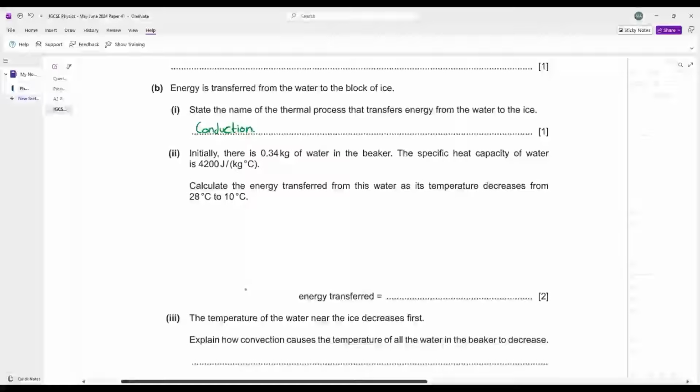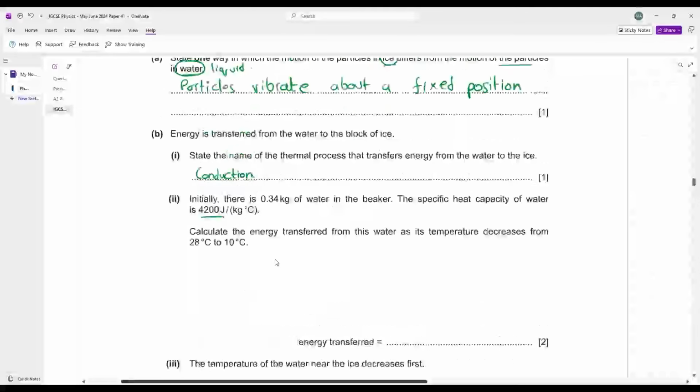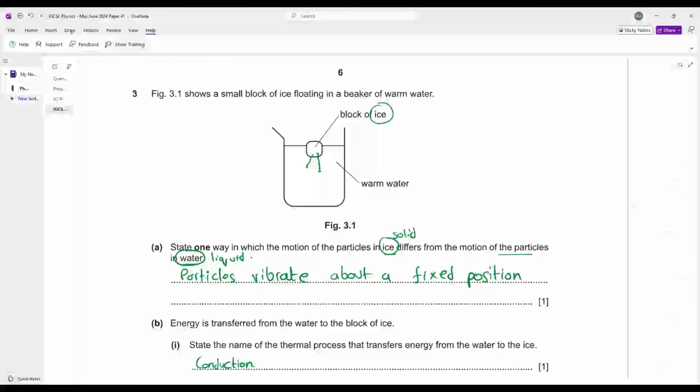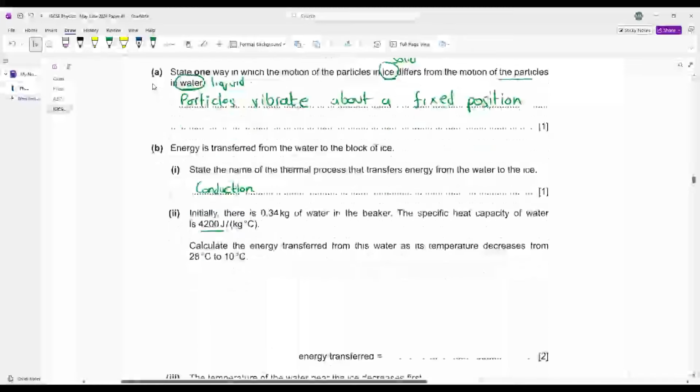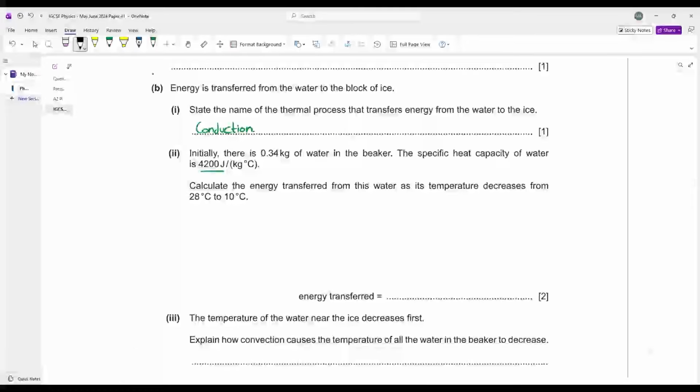Initially, there is 0.34 kg of water in the beaker. The specific heat capacity of water is this. Energy is transferred from the water to the block of ice. I have marked these arrows incorrect. 1 second. क्या कर रहा हूँ ये मैं? Energy is transferred from the water to the block of ice like this. Perfect. The water is warm, that's why. Calculate the energy transferred from this water as the temperature decreases from this.